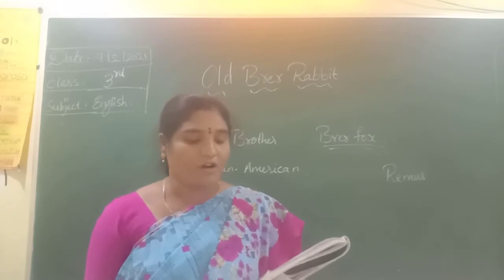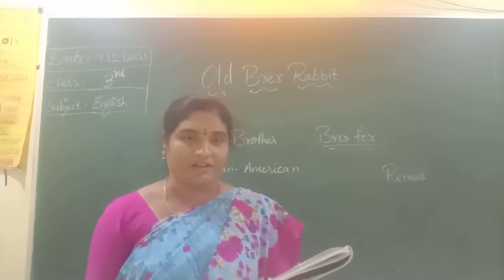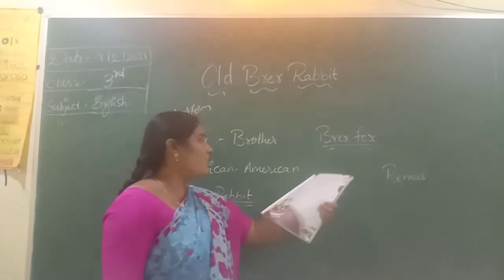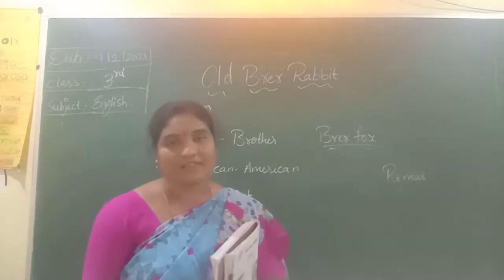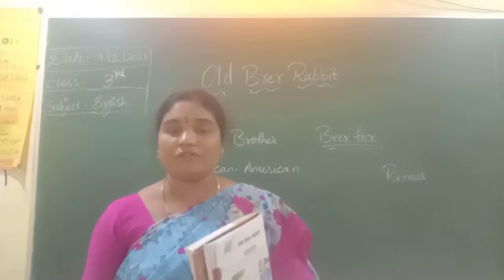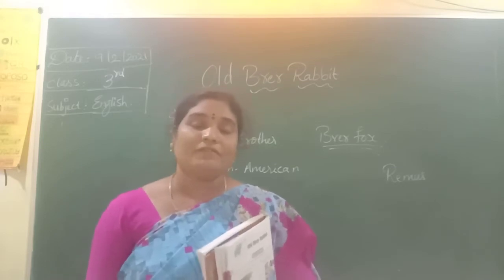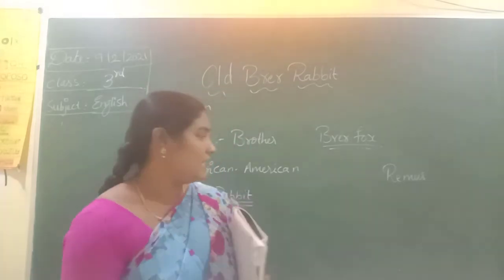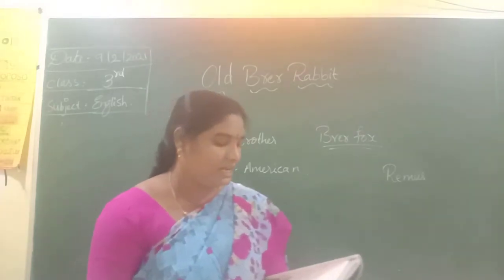Both of them were always after one another. So both of them were always one after the other. Always the rabbit is pointing at the fox and the fox is pointing at the rabbit. So, one after the other.